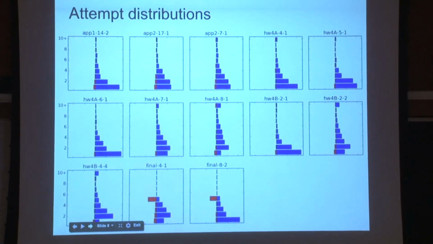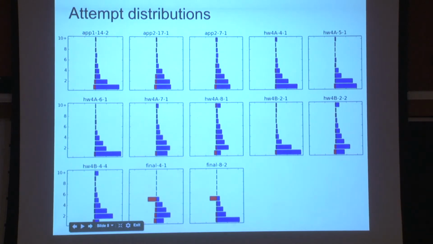Here you can see the actual distribution of number of attempts for the different problems. So along the top row and the second row, we have some of the practice problems that we gave them, or exercises, as well as some of the homework problems. The blue bars on the right of each of these graphs are the distribution for students who eventually got the problem correct. The much smaller red bars on the left are the distributions for the students who never got the problem correct. So you can see overall, most people eventually got it correct. A lot of people got most of these correct in a single attempt, which is really wonderful.